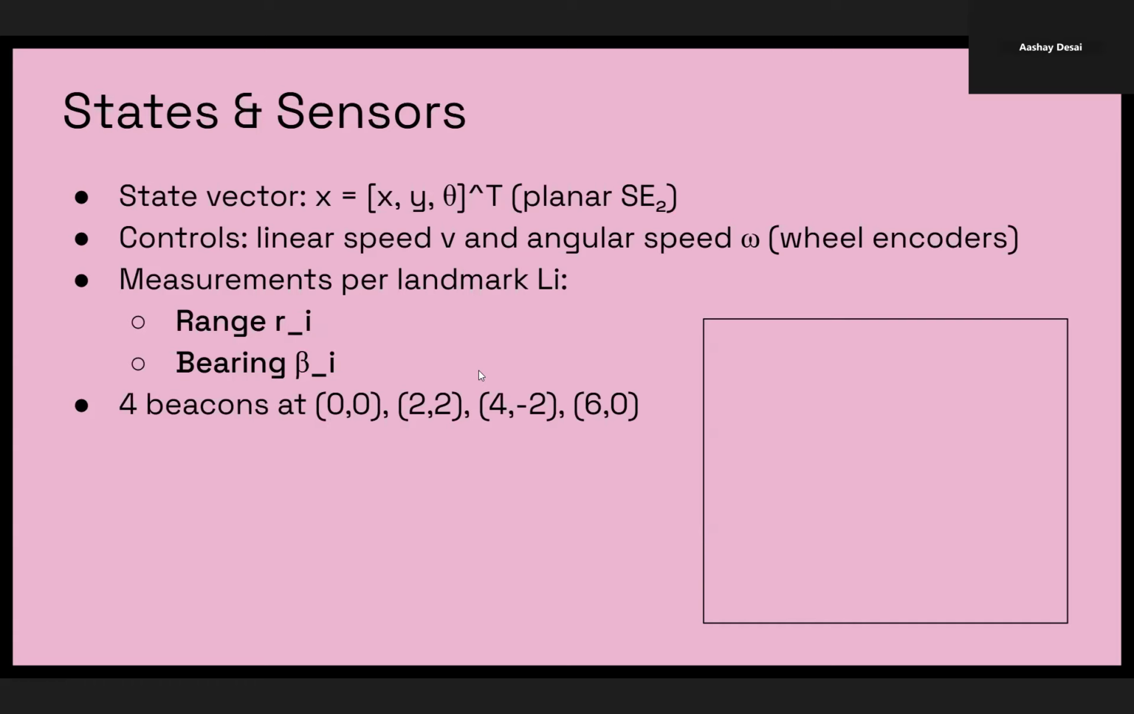Here's the formal problem. Our state vector is planar, SE2, x, y, and heading theta. Controls are the linear speed v and the angular speed omega, which we compute from the wheel encoders. The LiDAR gives, for every visible landmark, a range r and a bearing beta relative to the robot. We drop 4 beacons into known global positions: the origin, 2 meters up and to the right, 4 meters down right, and 6 meters straight ahead. Even that sparse set is enough for global correction once at least one beacon is in view.